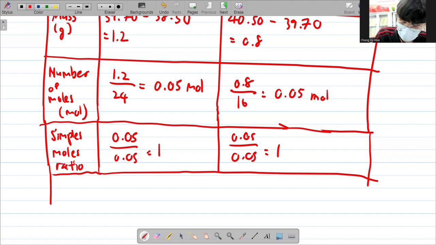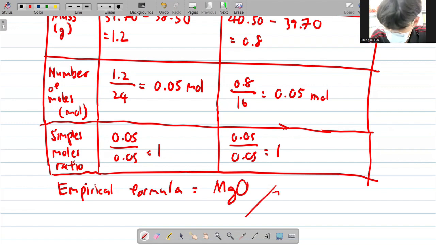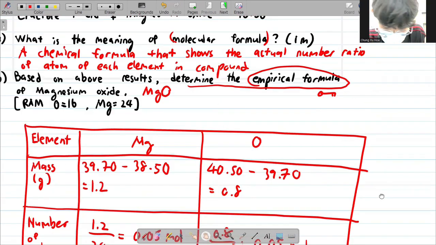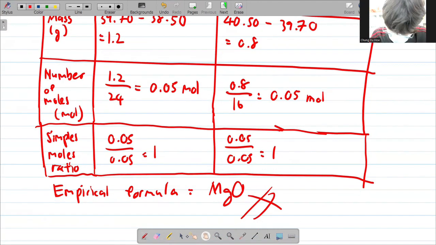Your answer is you need to write the empirical formula first. Write down the empirical formula is equals to MgO. Done. Here, how many marks do you have? 3 marks. Yes, here you go, your full 3 marks. On the exam, in case after you divide them, you still haven't got your whole number, you need to multiply them together to get your whole number. Okay.